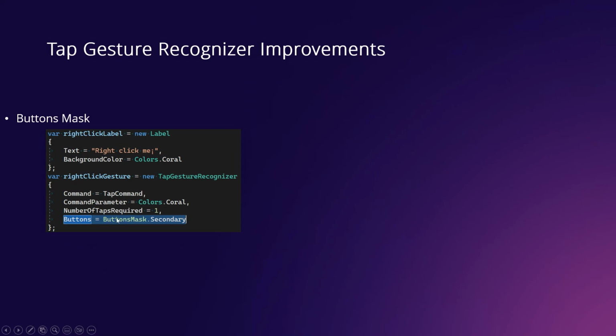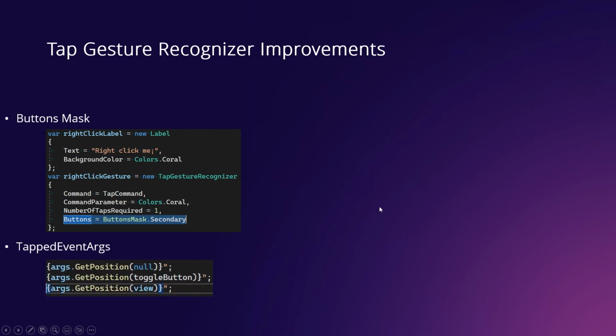So you can OR together what you want the gesture to recognize. If you want it to be secondary, you can just do secondary, or you can do secondary or primary, and it'll be both. The default is just primary. Tapped event args are on the tap gesture recognizer, and that's exciting now because you can get the positional data from the tap gesture recognizer. So basically the same APIs.